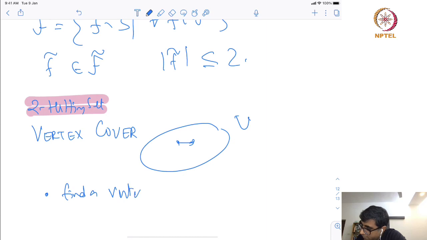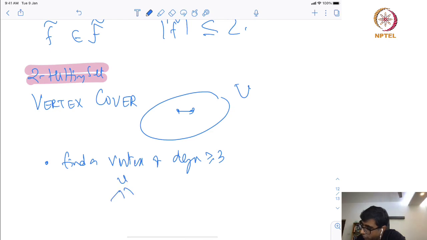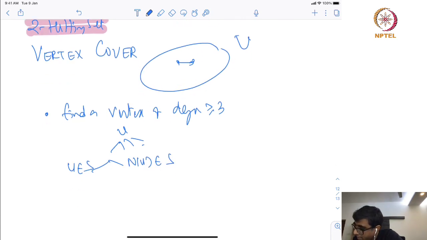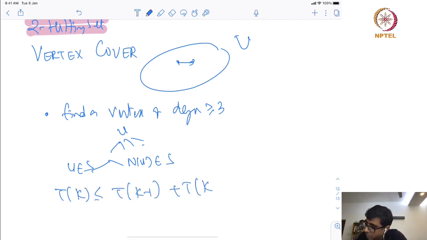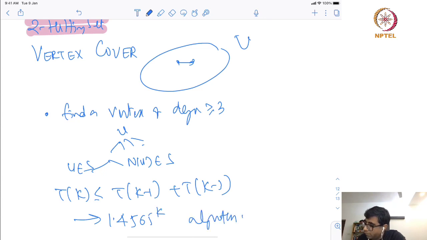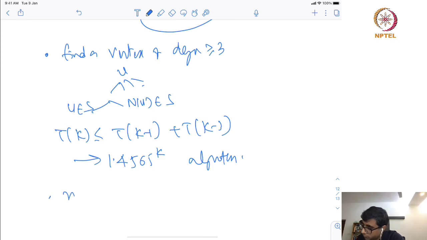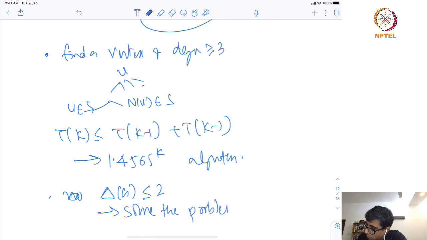Find a vertex of degree greater than or equal to 3, right? In one branch, you include u in the solution, in the other branch, you include N(u) in the solution, leading to the following recurrence: T(k) is less than or equal to T(k-1) plus T(k-3), leading to a 1.465 to the power k algorithm. And when there is no vertex of degree 3, or the maximum degree of the graph is at most 2, solve the problem in polynomial time.